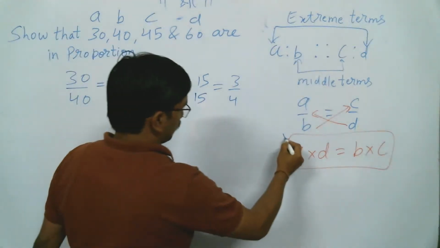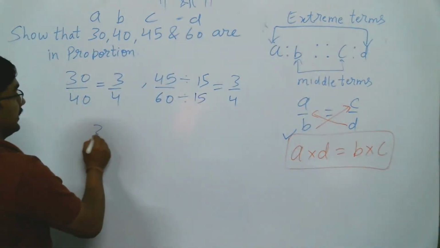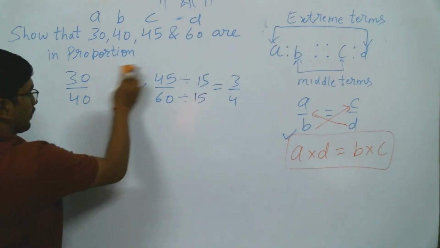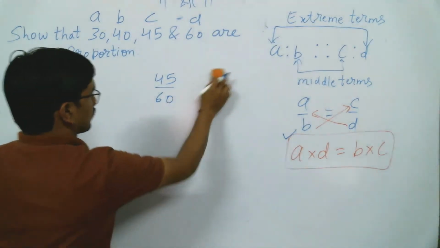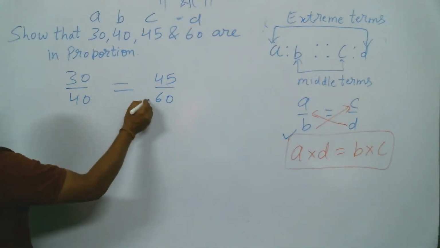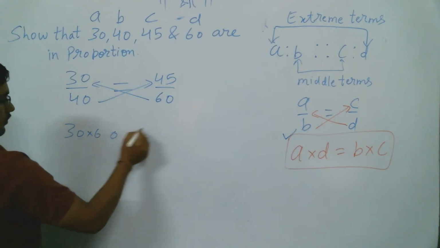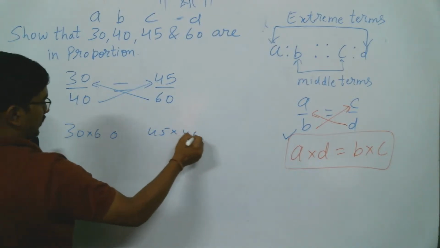Or this way you can do, like Bhargav already did, like 30 into... we put an equal sign and we do a cross multiply. But it's a bigger method, I think.